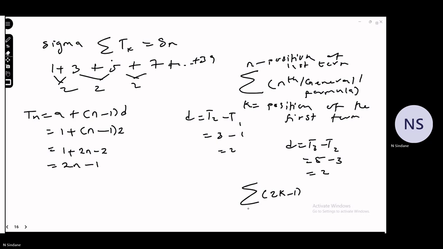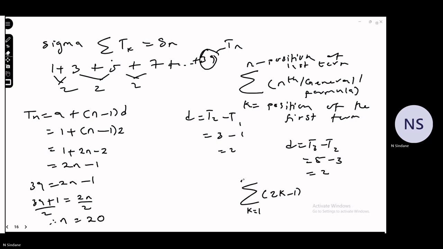And then I want to know the position of the first term. If I substitute 1 here, what am I going to get? 2 into 1 minus 1. I'm getting 1. Meaning the position of the first term is at 1. The position of the last term, we need to calculate that. The actual number represents your Tn. So in this case, 39 is equal to 2n minus 1. This to the other side, 39 plus 1 is equal to 2n. If I divide by 2, therefore n is equal to 20. Therefore here I'm going to have my 20.